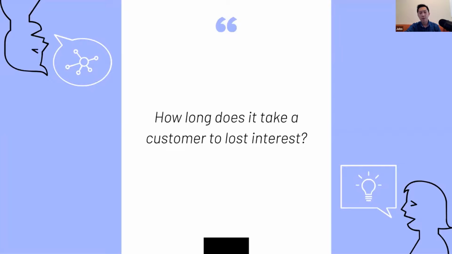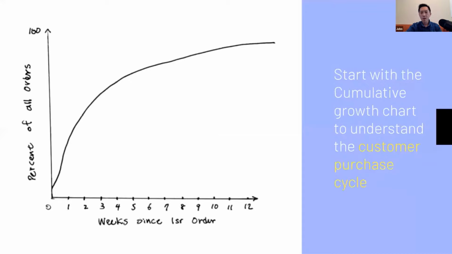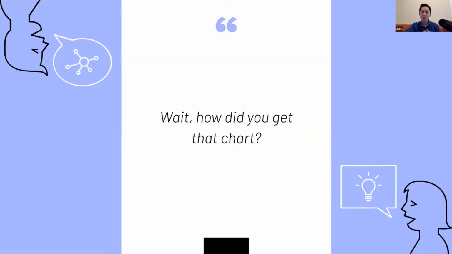And so I propose we can actually look at your existing customer data on repeat purchases to get the insights to help you understand these key inflection points around customer interest. So first thing is what I call the cumulative growth chart on repeat purchases, right? If we look at all of your repeat purchases from all the customers and you aggregate that, it looks something like this, right? I kind of just show you this chart without really explaining it. So here's how we actually get that chart.